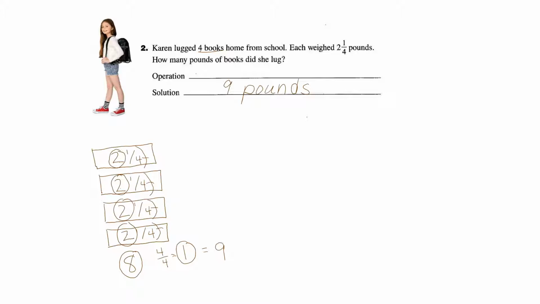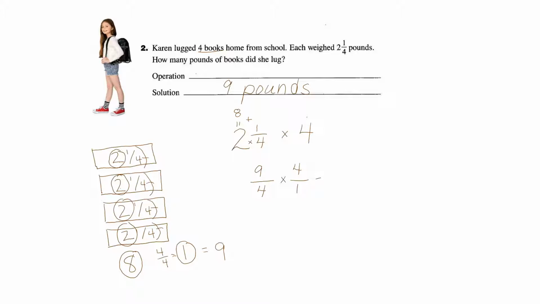Now we used addition, but really it would be better if we used multiplication. 2 1/4 times 4 books. Before we multiply, we have to change our mixed number into an improper fraction. 4 times 2 equals 8. 8 plus 1 equals 9. So we have 9/4 times 4 over 1.